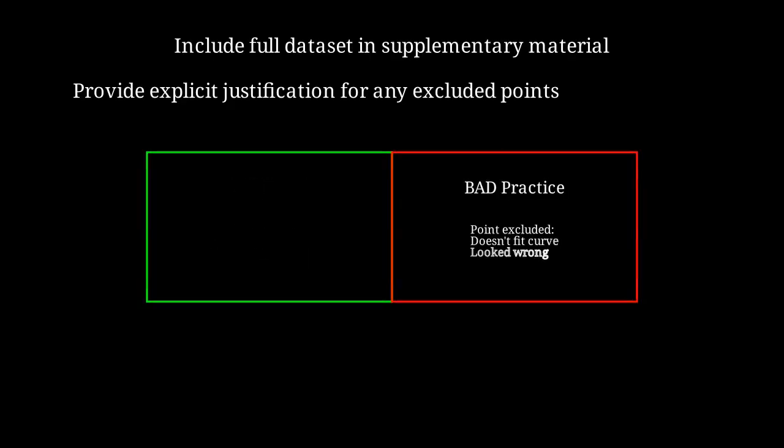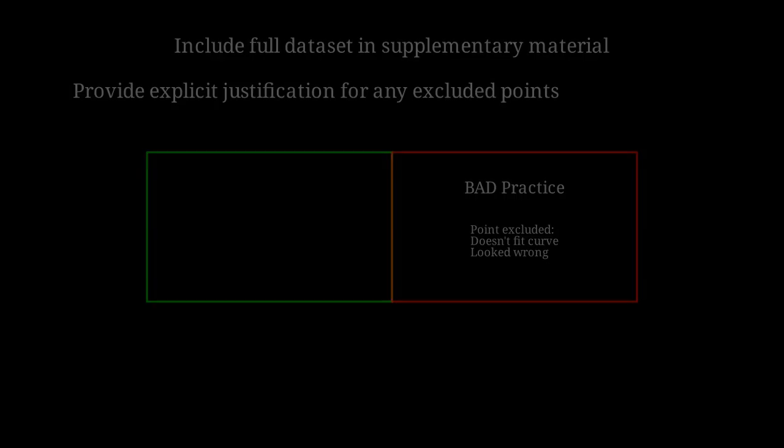If you do exclude any points from your analysis, you must provide explicit, documented justification. Confirmed instrument failure, power outage during measurement, these are valid reasons. "I just didn't like how it looked" is not valid. Good practice provides concrete, verifiable reasons for exclusion. Bad practice relies on subjective judgment about what looks right.